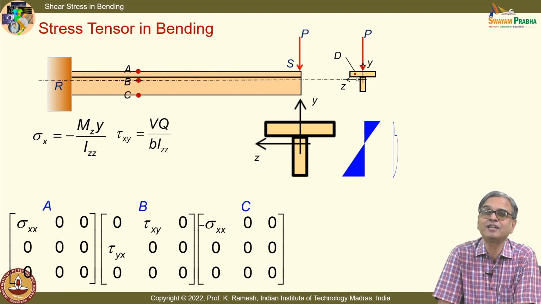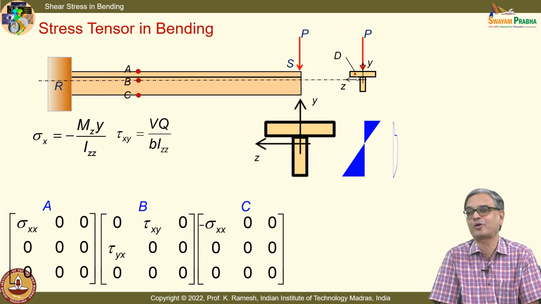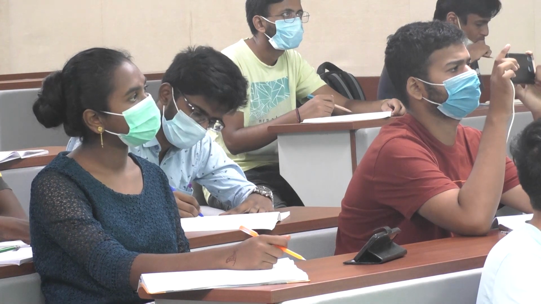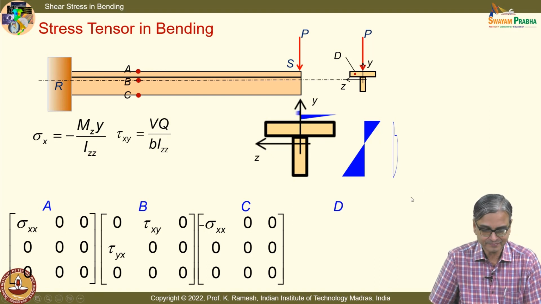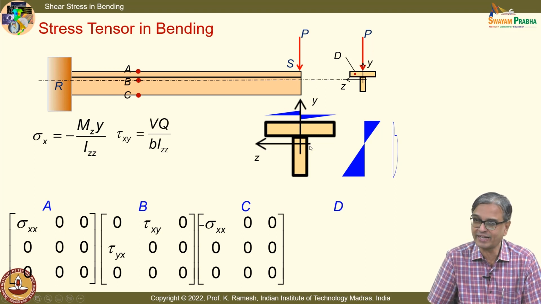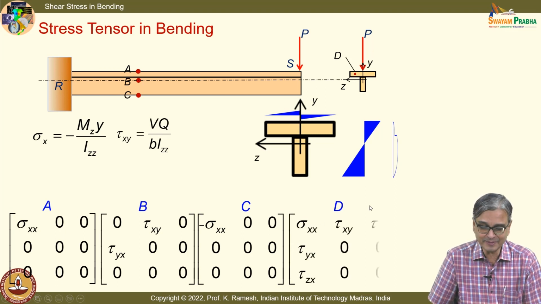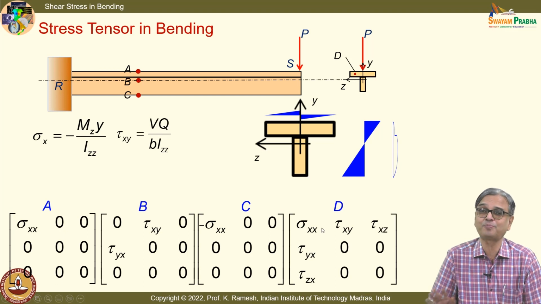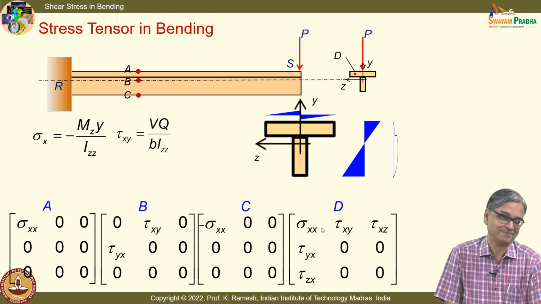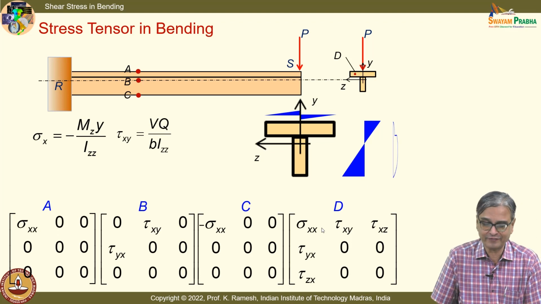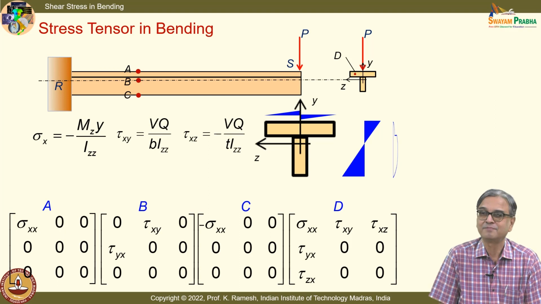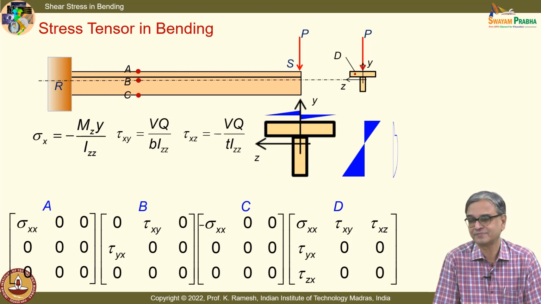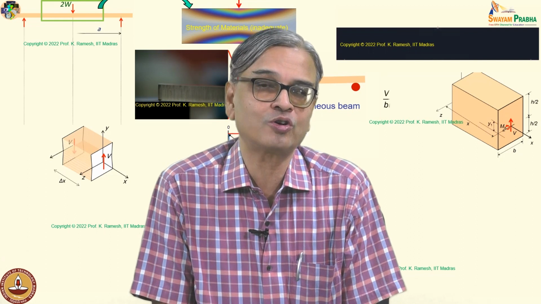You have to tell me what all stresses can exist at point D. Very good. So, in the case of D, I also recognize that the shear stress varies linearly, tau xz. So, this is a very special point. This is the most populated stress tensor. Do you have an expression for finding out the tau xz? Minus VQ by I_zz t.